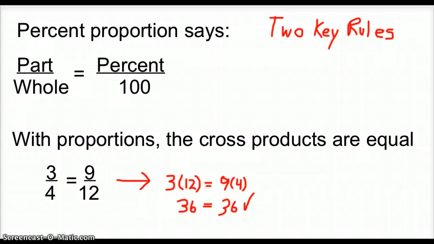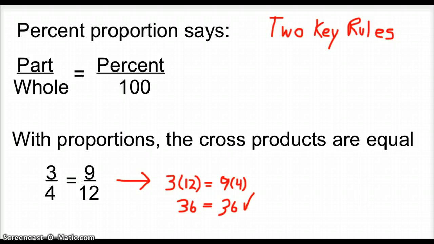Okay, the percent proportion says, and there are two key rules we're going over now. First, the percent proportion says part is to whole as percent is to 100. So you take the part and put that in the numerator and the whole thing on the bottom in the denominator, and that's going to equal the percent number compared to 100.